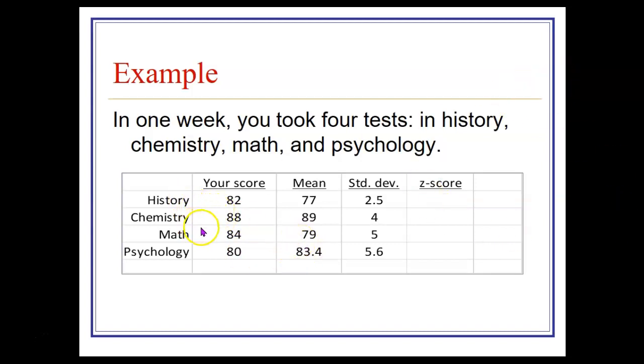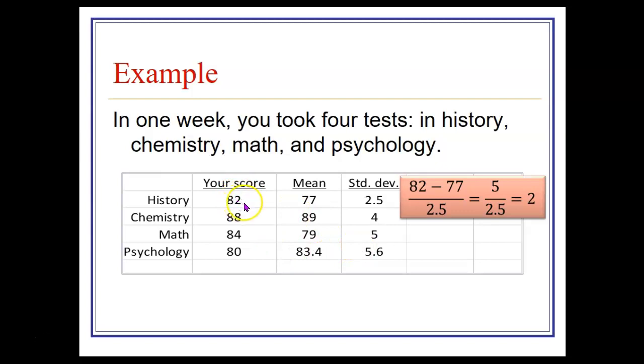So first of all, for history, to calculate the z-score there, we take that score 82 minus the mean 77, and when you subtract there, you get 5. And then we divide that by the standard deviation, which is 2.5, and we end up with 2. So on the history test, you got a z-score of 2. That means that your score was 2 standard deviations above the mean, which is actually pretty good.